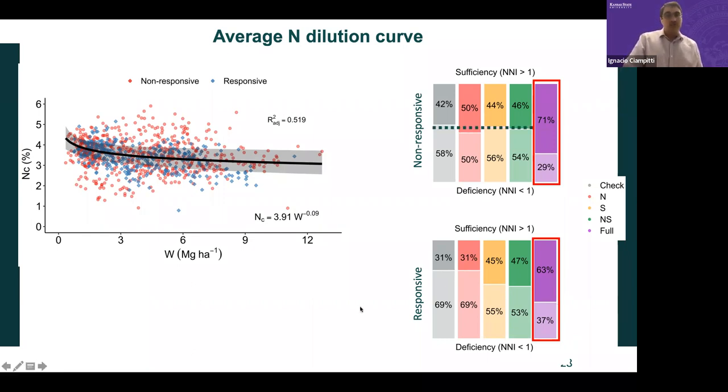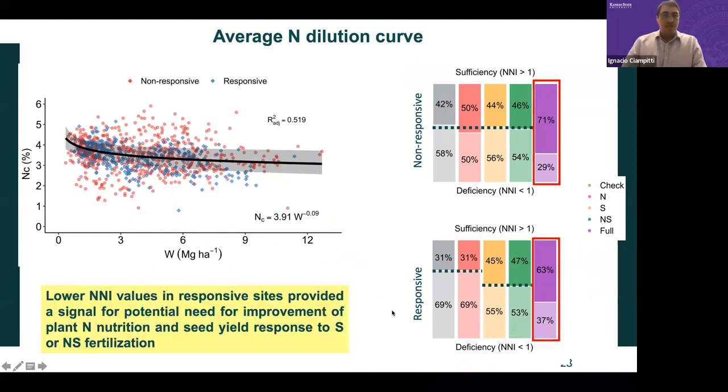And this is important because if we are trying to start developing our recommendation, we need to develop first a diagnostic tool. And we are moving in the direction of knowing when we need to recommend an application. And this is the goal of recommending a diagnostic tool. So in those scenarios where we have lower NNI, which means that we have deficiency, most of those scenarios were connected to yield response.